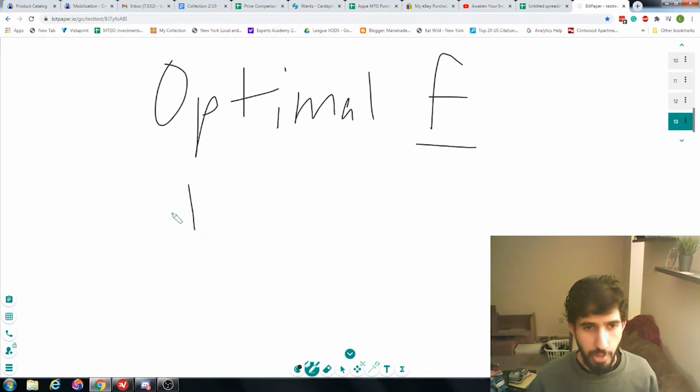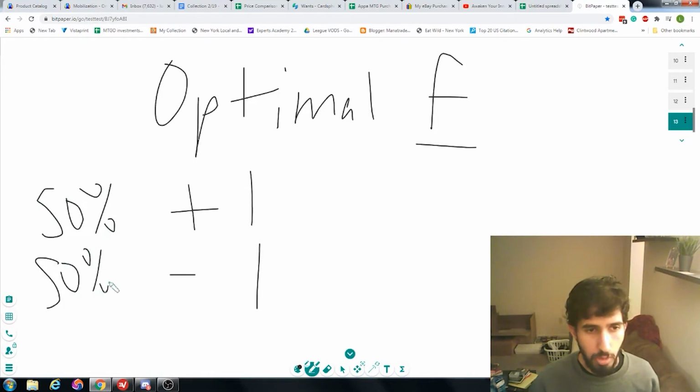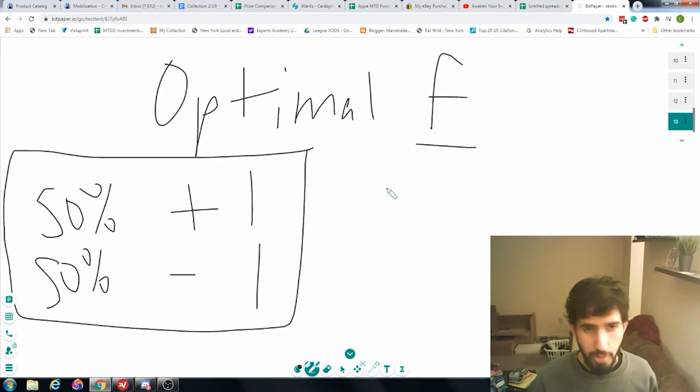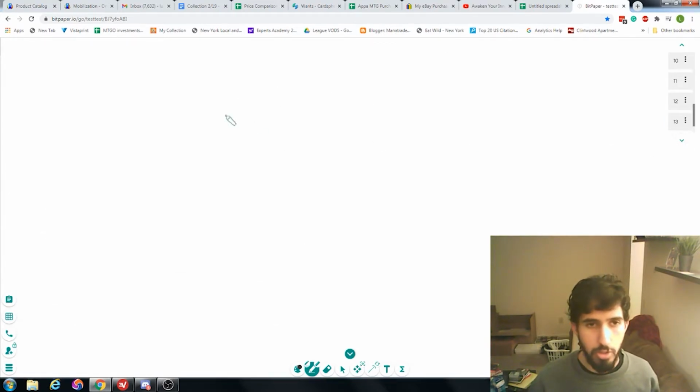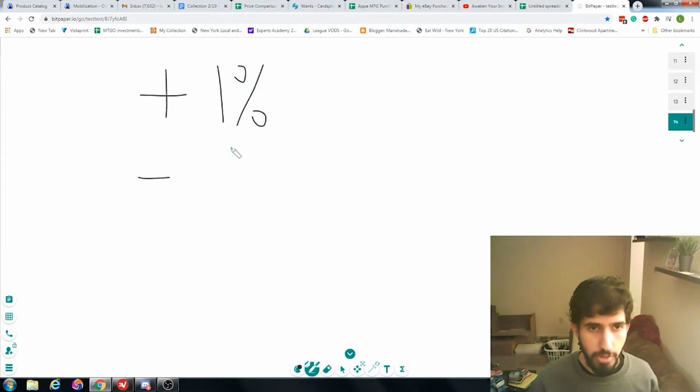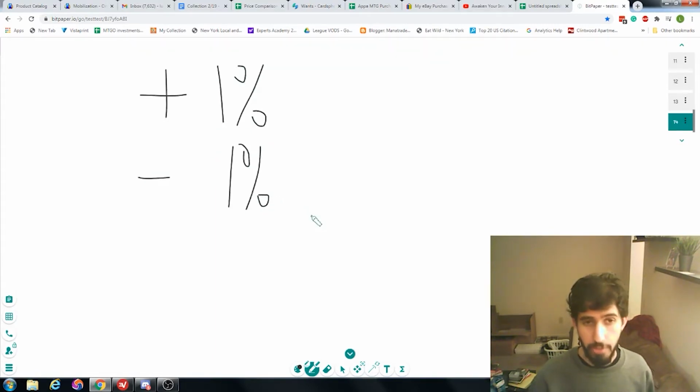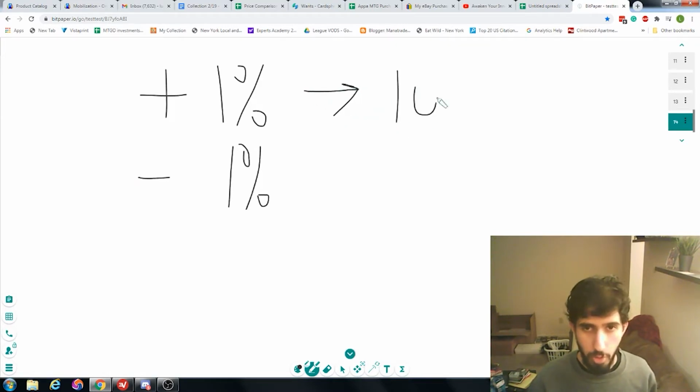So let's think about this bet: +1, -1, each with 50%. If we say we don't want to bet absolute amounts, we want to bet percentages of our entire portfolio, is this a break-even bet? It turns out it's not. If this becomes +1% or -1%, because we're not betting fixed amounts but percentages of our total bankroll, let's think about what happens. When you win, you go up to 101%, and when you lose, you go down to 99%.